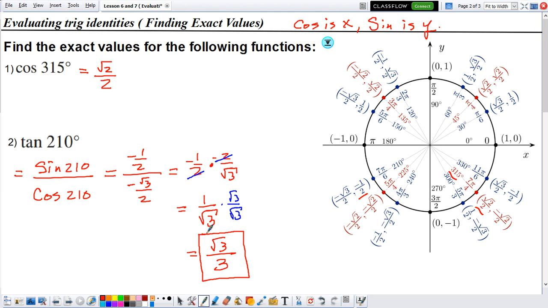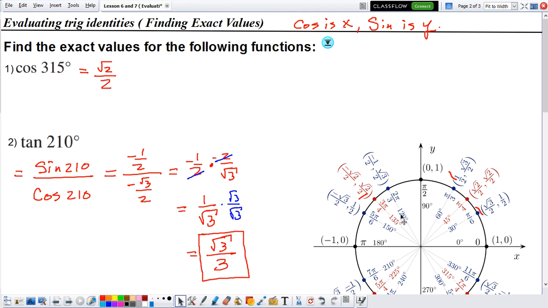It's a little bit more complicated, but this is how you find the exact values. You need to use your unit circle and you need to remember how we divide by a fraction. So let's see another example here.